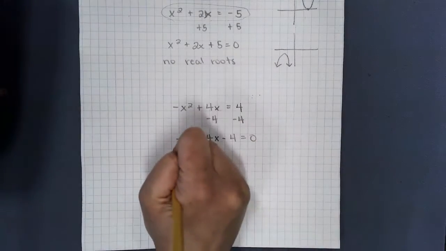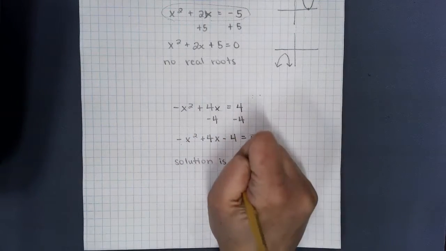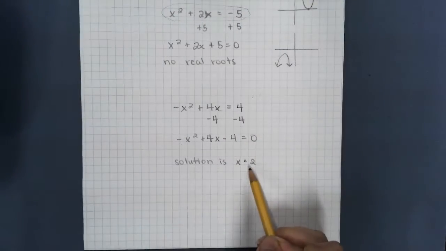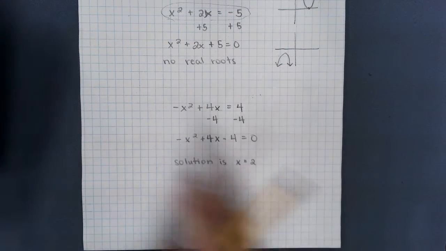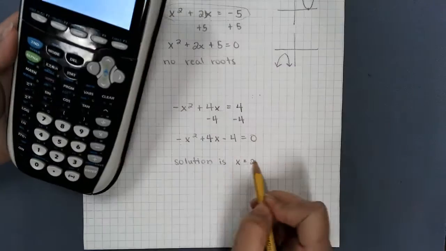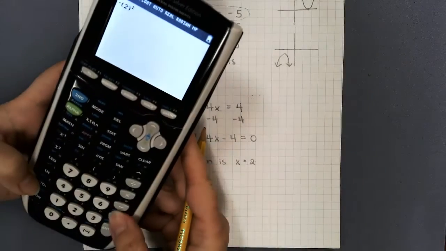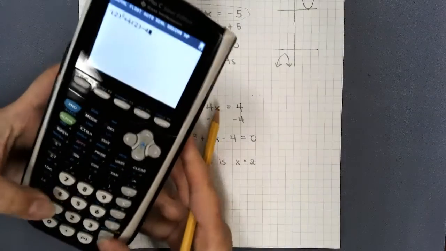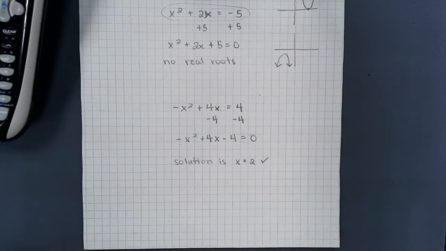So my solution, there's only one, is x is equal to 2. And we can actually verify that by putting x equals 2 back into our equation and make sure that it works out to be 0. So let's do that. I am going to type in 2 for every x value. So I've got negative 2 squared plus 4 times 2 minus 4. And that gives me 0. So that means that this is the correct solution, and I have verified that.